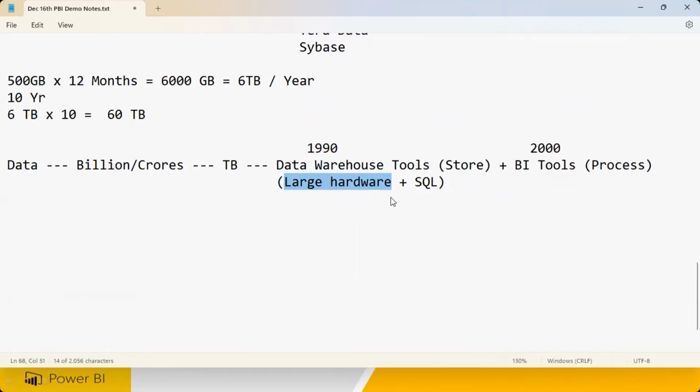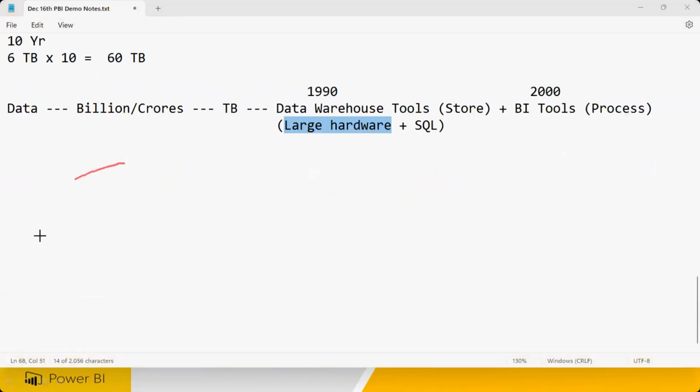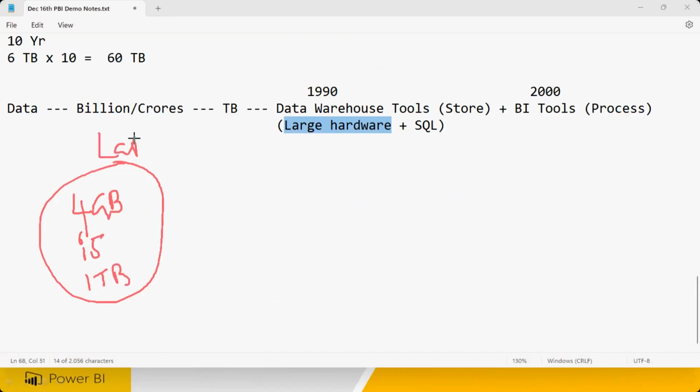Let me give you one small intro. I have my laptop. What is the RAM capacity? 4 GB of RAM. I have an i5 processor and 1 terabyte of hard disk. In my laptop, if I install SQL software, SQL means Oracle, I can install anything. So maximum what is the data I can store? 1 terabyte. Why? My laptop configuration is 1 terabyte of hard disk.